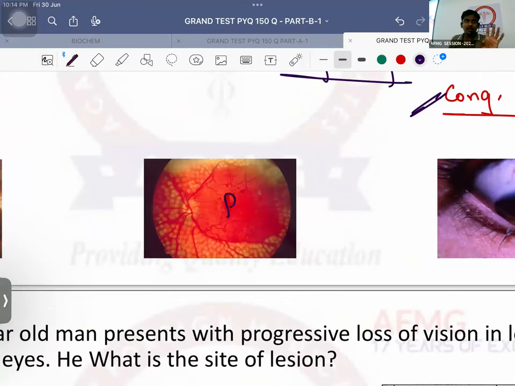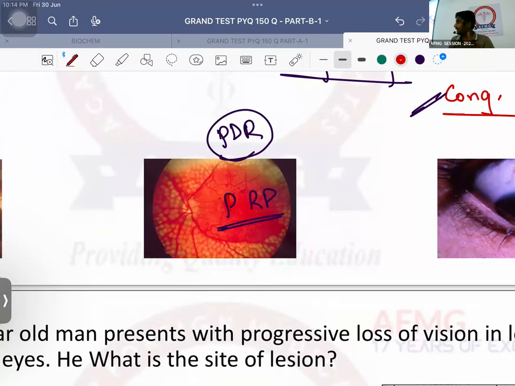This image came and the only question asked was what is the treatment. Pan retinal photocoagulation, done in cases of proliferative diabetic retinopathy.